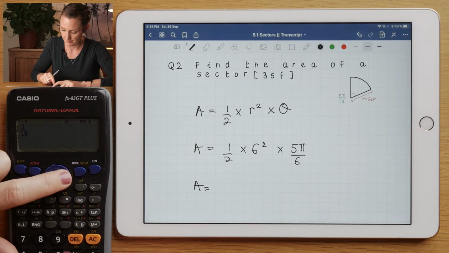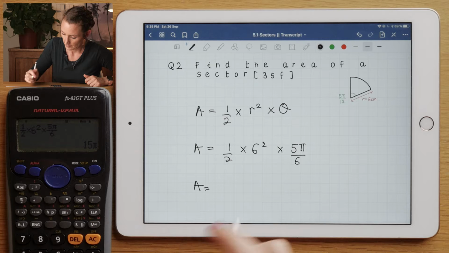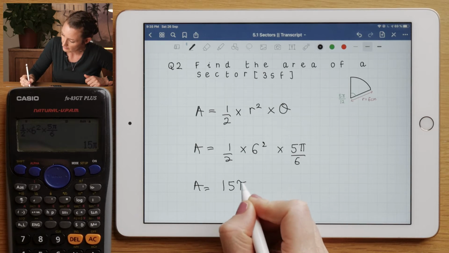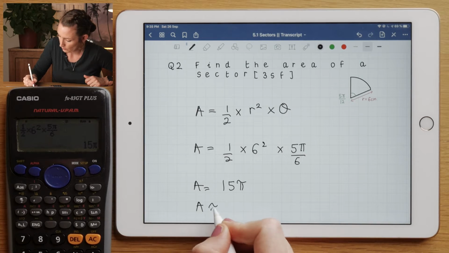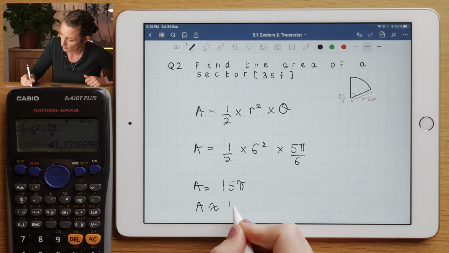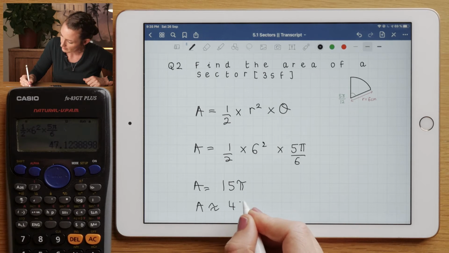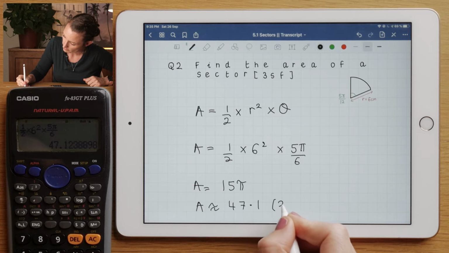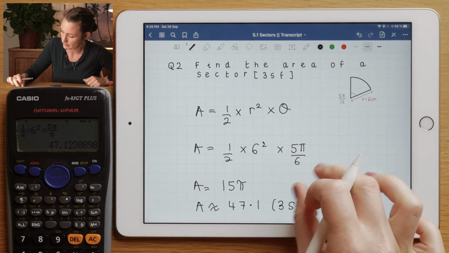This one I'm going to type it in because I'm a bit lazy. So that simplifies down to 15 pi, and we need that to 3 significant figures. So I'm going to press this button here, which changes from, in terms of pi, to decimals. So 47.1 to 3 significant figures.